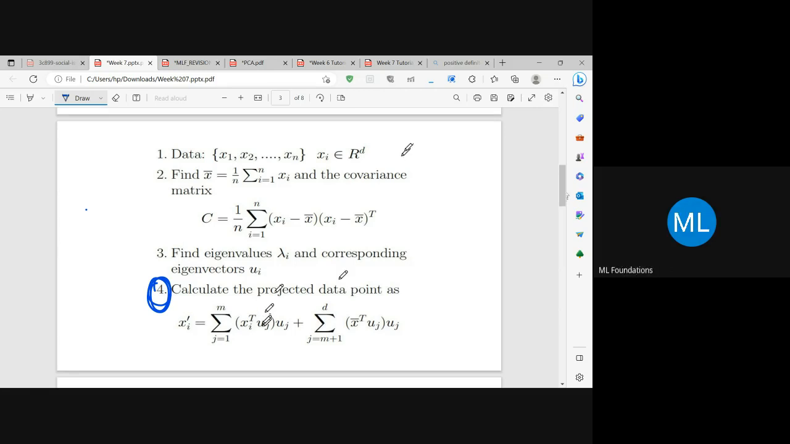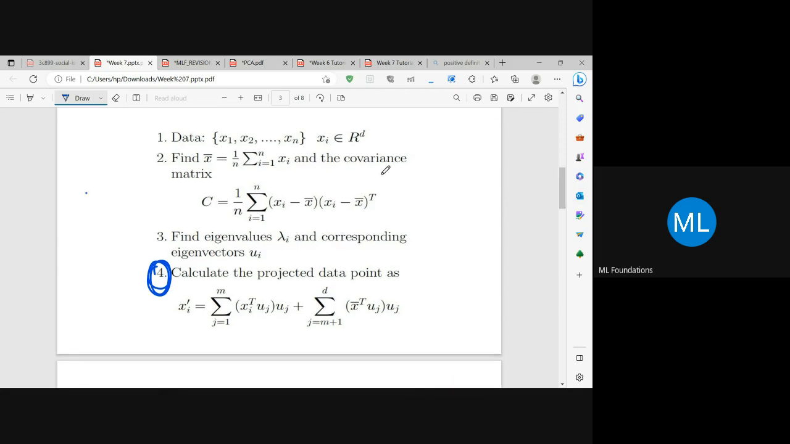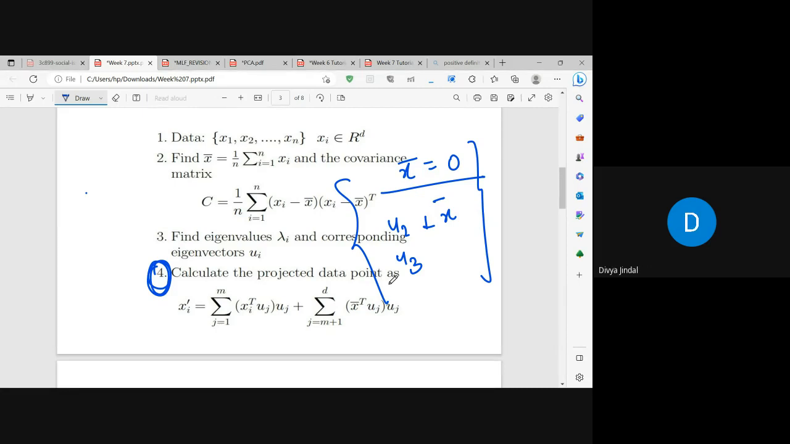Yeah, you are correct. But what I am telling you is, in the exam you will mostly get a problem where either the mean will be 0, or the vectors like u2 and u3 will be perpendicular to x bar. So out of these two conditions, we won't have to do anything. We won't have to do the second term.